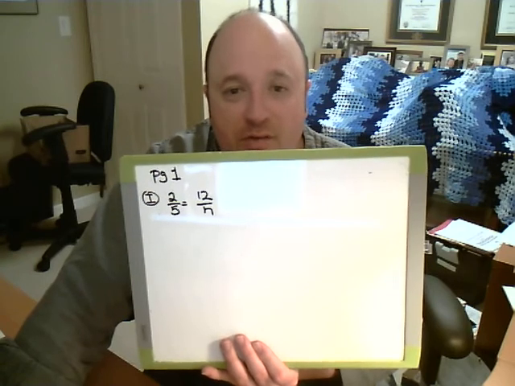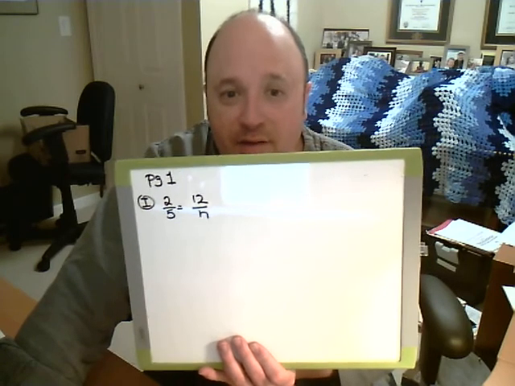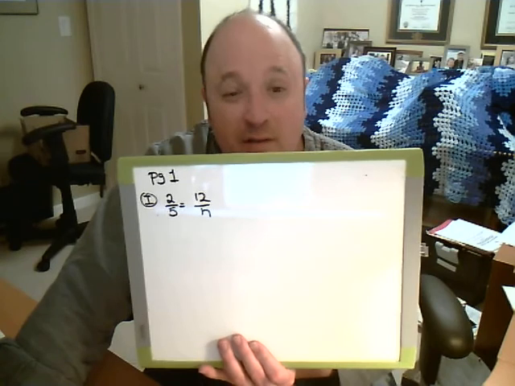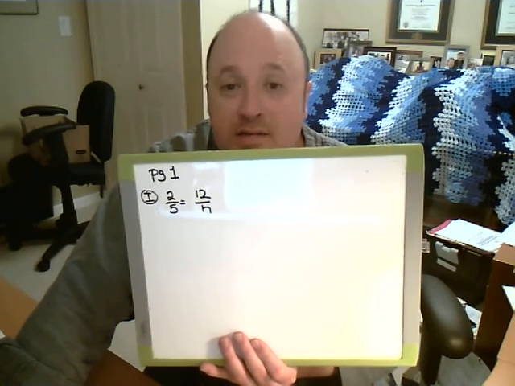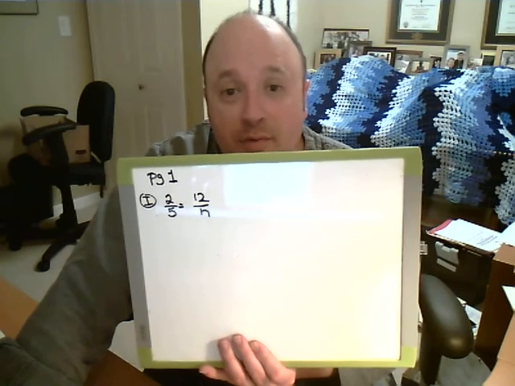2 over 5 is equal to 12 over n. And some of you guys can guess it, right? The answer is, what, that's 30, I think? So let's see how it plays out if we do it properly.